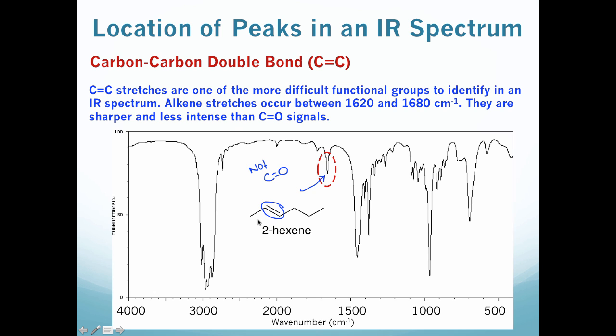We can look for, in many cases, the carbon sp2 hydrogen bonds, which will show up just above 3000 wave numbers, and that's what this peak here corresponds to. That corresponds to the sp2 hybridized carbon-hydrogen stretches. So that helps us to confirm that we have an alkene in our molecule.